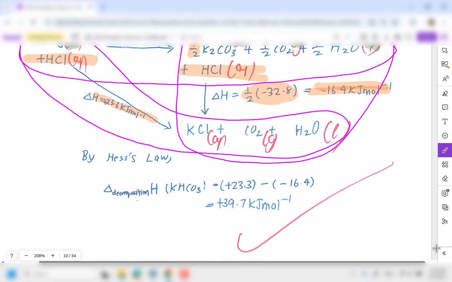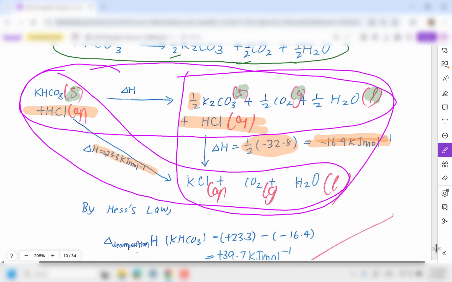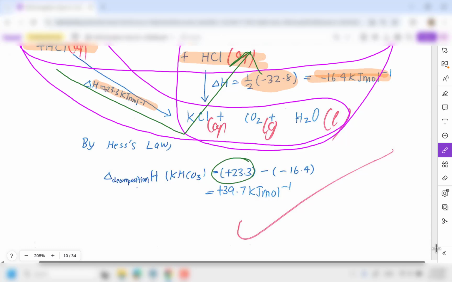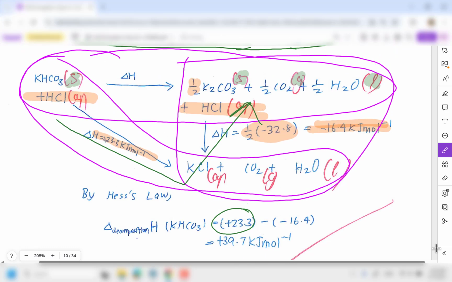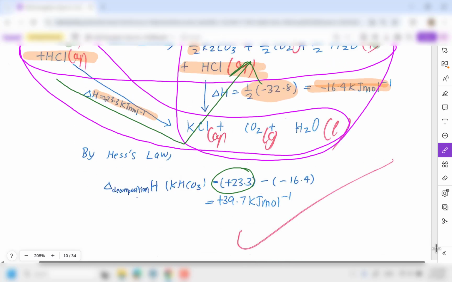Then by Hess's law, the enthalpy change of decomposition is equal to this and this. It goes along the direction of the arrow, so positive 23.3, and in this case it goes in the reverse direction of the arrow, so you need to reverse the sign, so minus 16.4. So eventually the answer is positive 39.7 kilojoules per mole. So that will be the end of the review for class exercise 1.